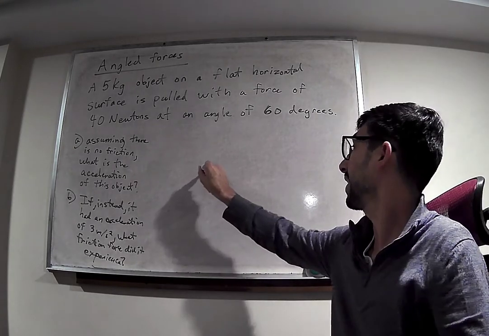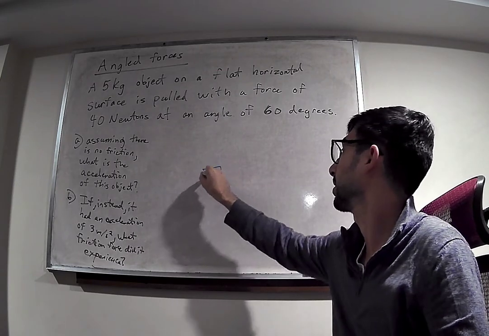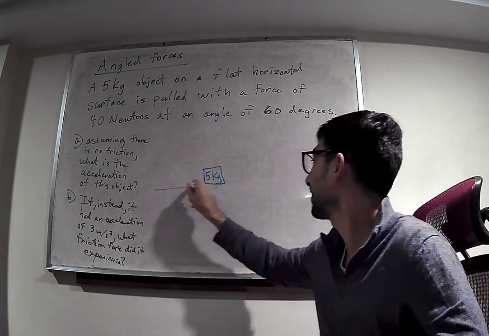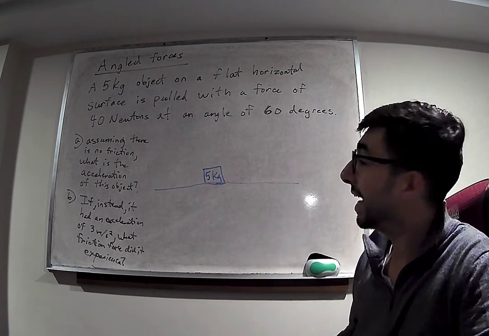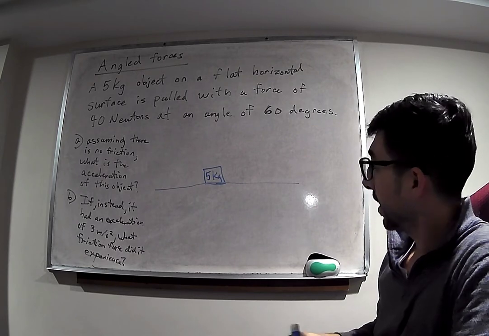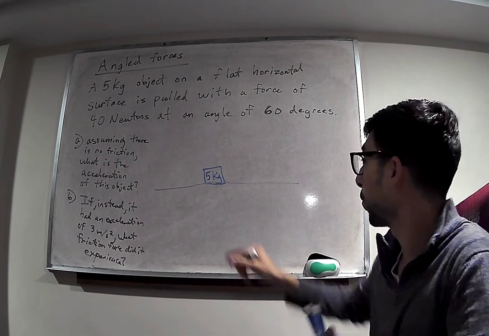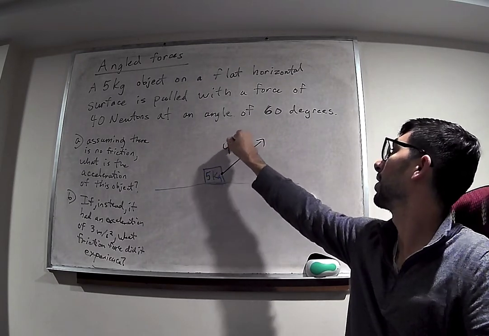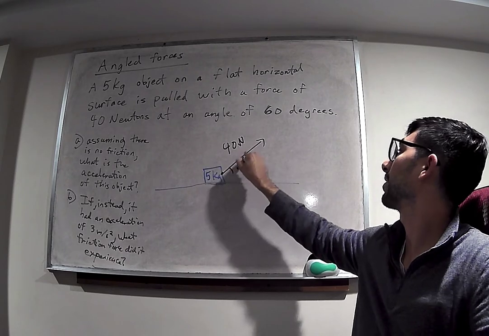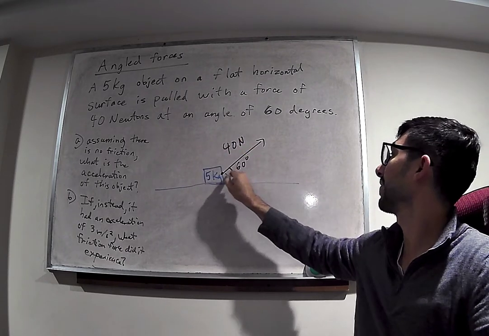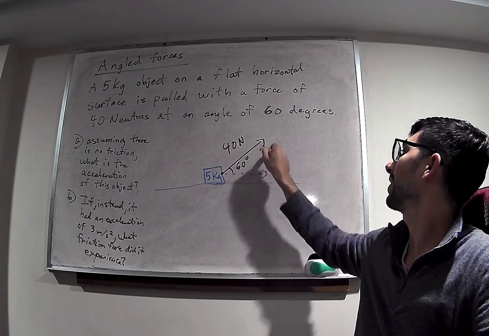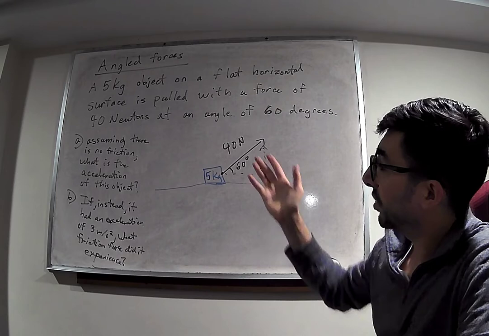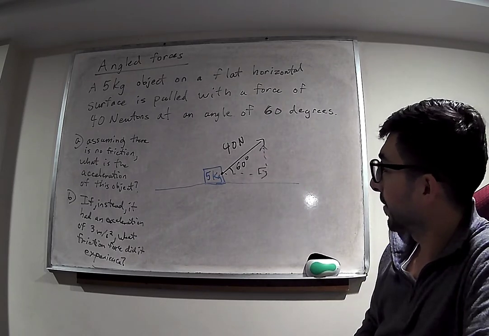So we have a 5 kilogram object here, and I'll fill that in as 5 kilograms, and we have a flat surface that it's at rest on, and then we have a force acting on it, and the force is 40 newtons at an angle of 60 degrees. So we have a 40 Newton force acting at an angle of 60 degrees. And I'm going to draw some lines here, and those are going to be x and y components very soon. Our question is, assuming there is no friction, what is the acceleration of this object?